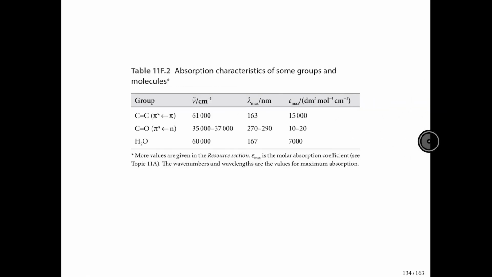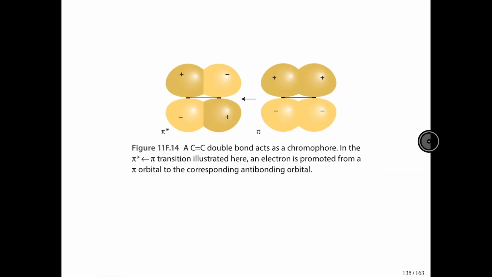Here's a table of essentially what I just said. This is illustrating the types of transitions you see. So a pi to pi star transition means that your ground electronic state involves some pi bonding molecular orbital, and then the excited electronic state will involve a pi star orbital. So you're promoting an electron from a bonding orbital to an anti-bonding orbital to get to the excited electronic state.